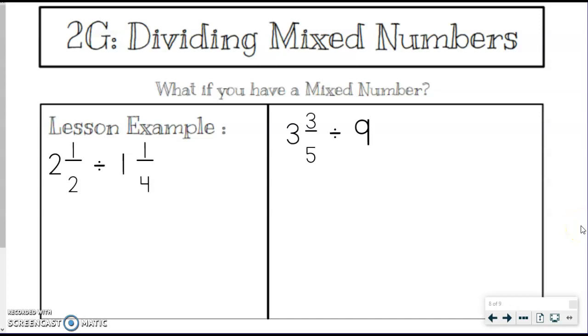Let's keep it rolling with dividing fractions. So we got dividing mixed numbers now. So what if we do have a mixed number? Well, it's just like when we are multiplying mixed numbers, you have to change your mixed number into an improper fraction first. That's really it. And then it's keep, change, flip like we have been doing. So it's not a lot different. So go ahead and get your problems written down and let's try them together.